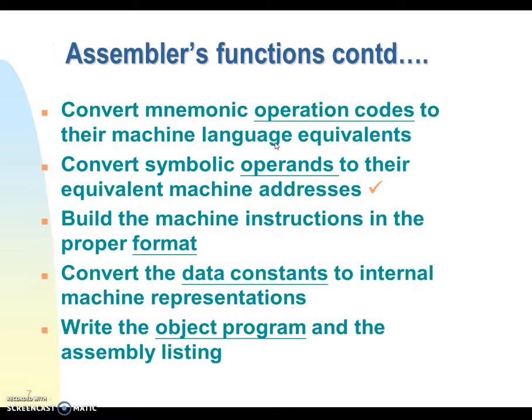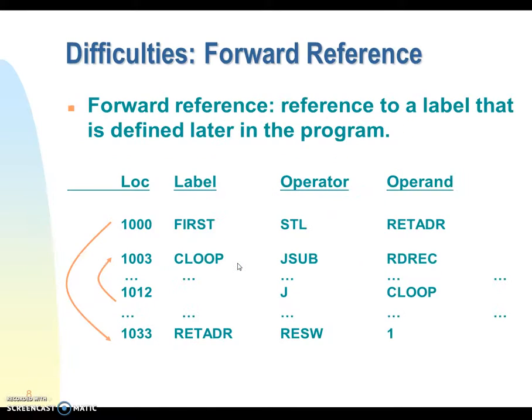In detail, if you take the assembler functions, it converts the mnemonic operation codes to their machine language equivalents, converts the operands to their equivalent machine addresses, builds the machine instructions in the proper format, converts the data constants to the internal machine representations, and writes the object program and assembly listing. So these are the major functions performed by an assembler.